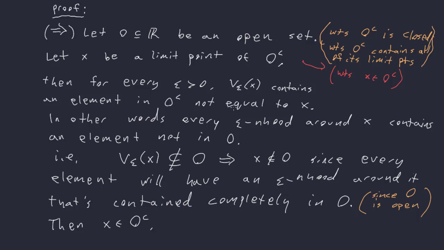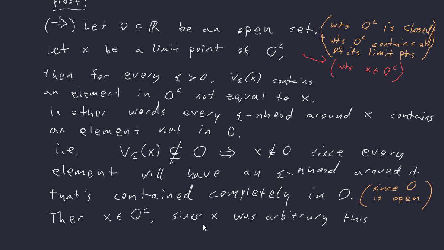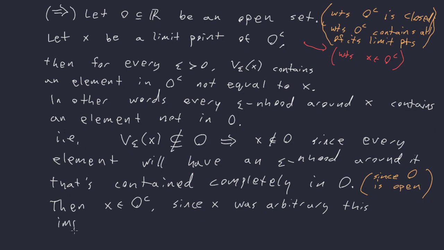And that's basically it. We took a limit point of O complement, and we've proven that that limit point is in O complement. Since X was arbitrary, this implies that O complement is closed.